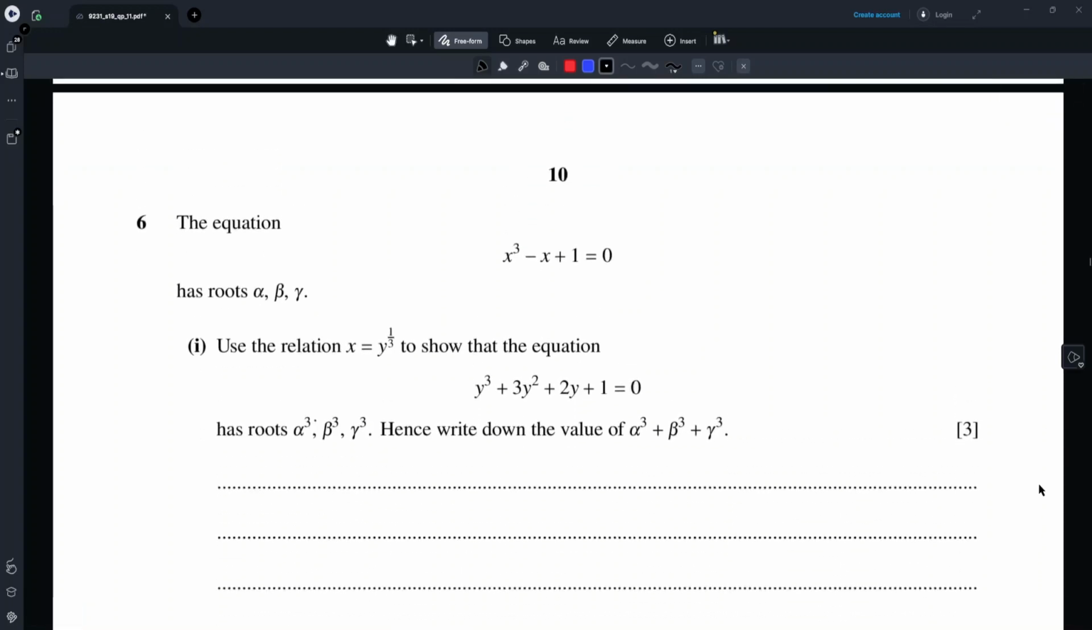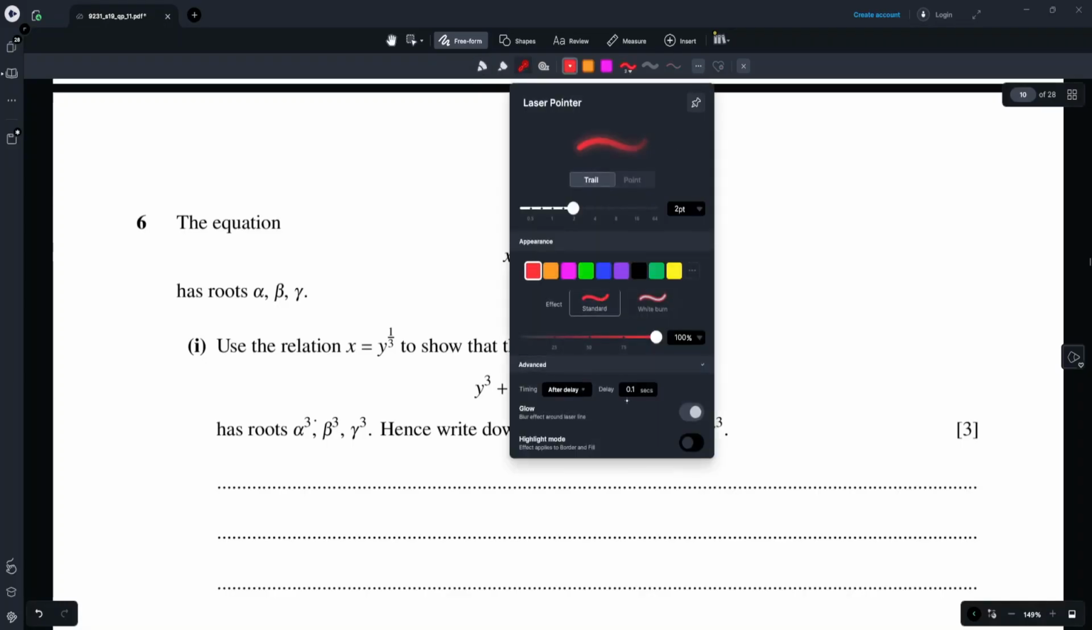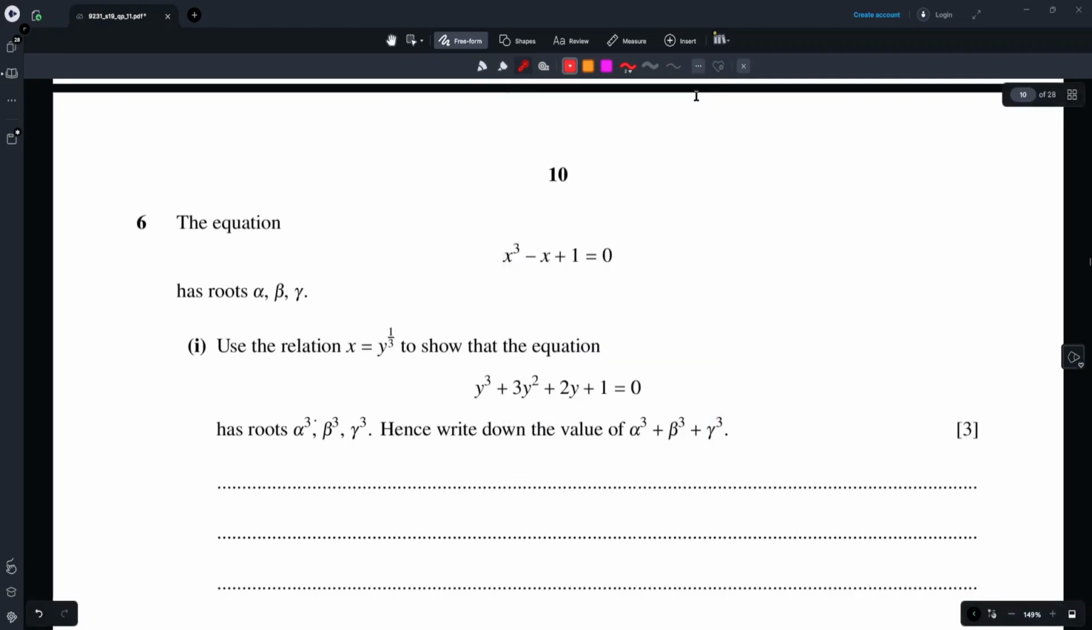Let's take a look at this question now. This is one of the neatest questions I've seen. They want to test whether or not you know what type of binomial expansion you want to apply, and whether or not you can get to this equation. But the main thing is that it says to use the relation y equals x cubed, x equals y to the power one third, to show that this equation has roots alpha cube, beta cube, and gamma cube.